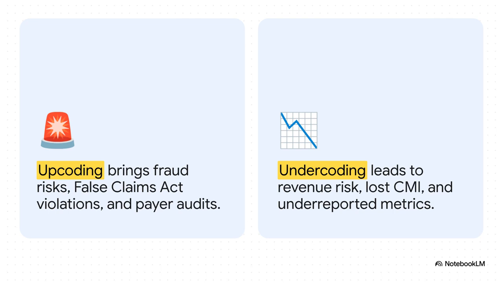Now, on one hand, we have upcoding. That's assigning a code that yields a higher reimbursement, like a higher MSDRG relative weight, than the documentation actually legally supports. Listen, this isn't just a simple mistake, it's fraud. It triggers intense payer audits and violates federal statutes. On the other side of the coin, we have undercoding, which just silently drains your revenue. When you fail to capture a valid complication or comorbidity because the documentation is vague, you're looking at lost revenue, an artificially lowered case mix index, and totally underreported hospital performance metrics.